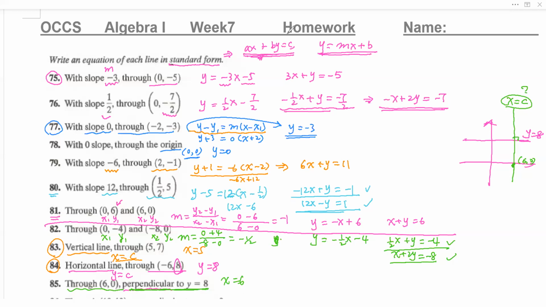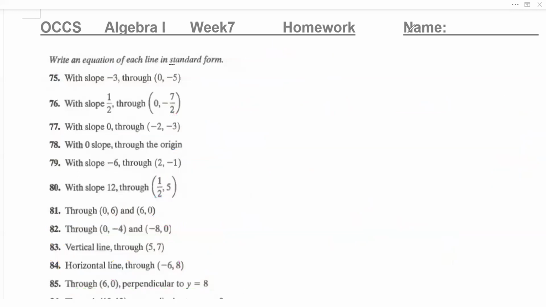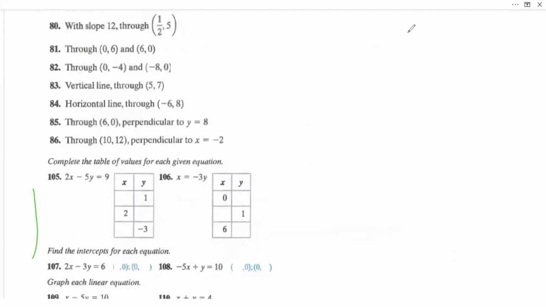All right. Let me save this one. So let's move down a little bit further. I need a clean screen. Looks like the clean screen is pretty busy. All right. So we got 85. Okay.